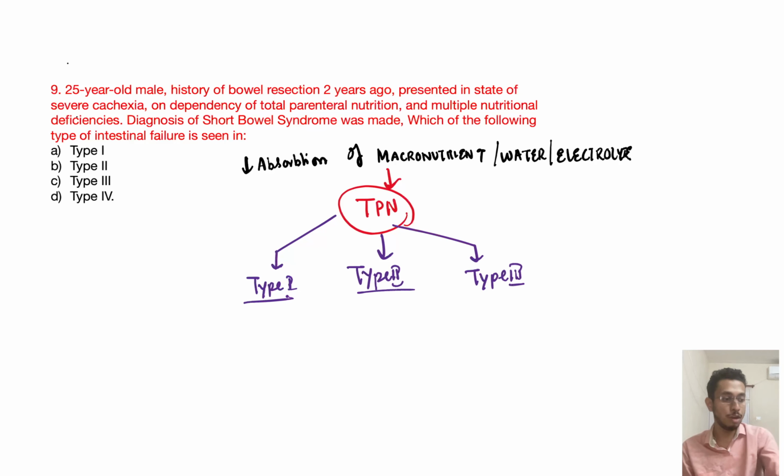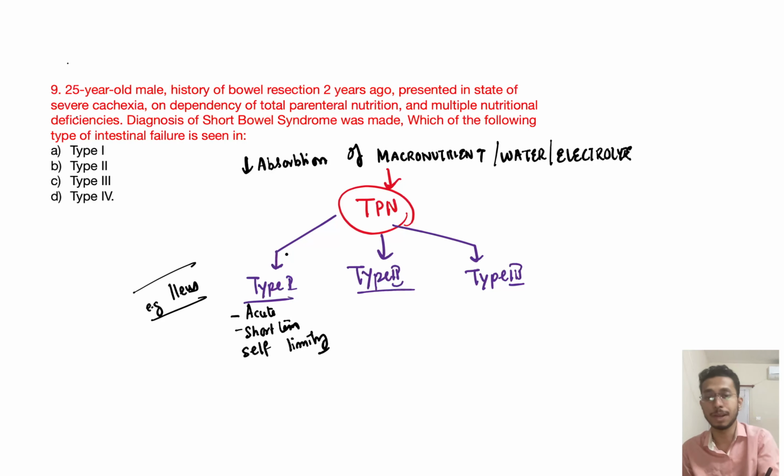Now, type 1 means which is acute in onset. Usually progression is days to week. So, acute conditions, and these are short term and usually self limiting condition. All right. For example, post abdominal surgery, if someone presented with ileus and requiring total parenteral nutrition support is a case of type 1 intestinal failure.